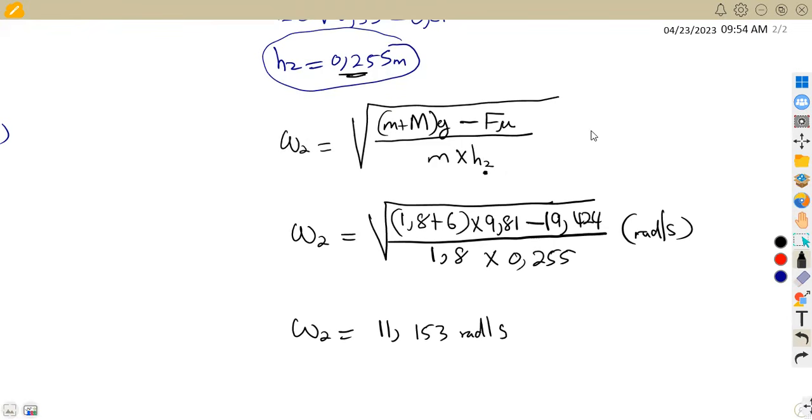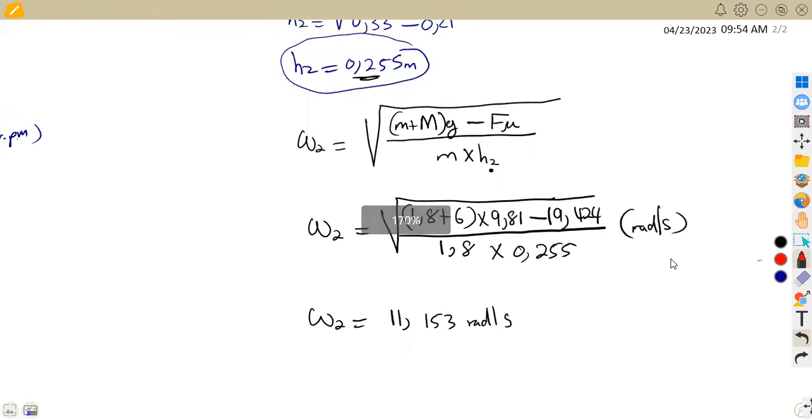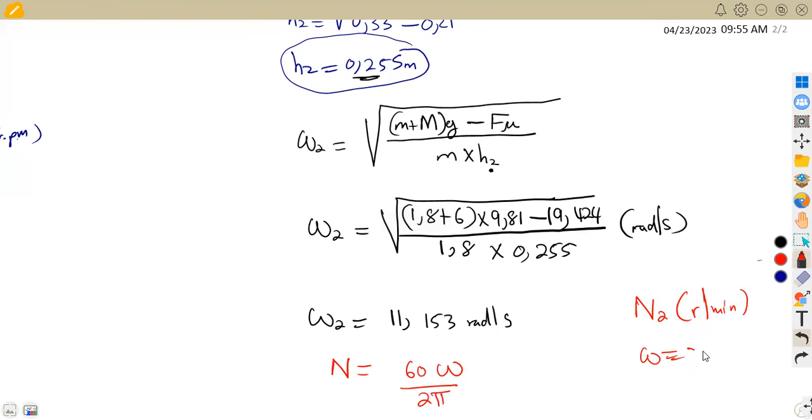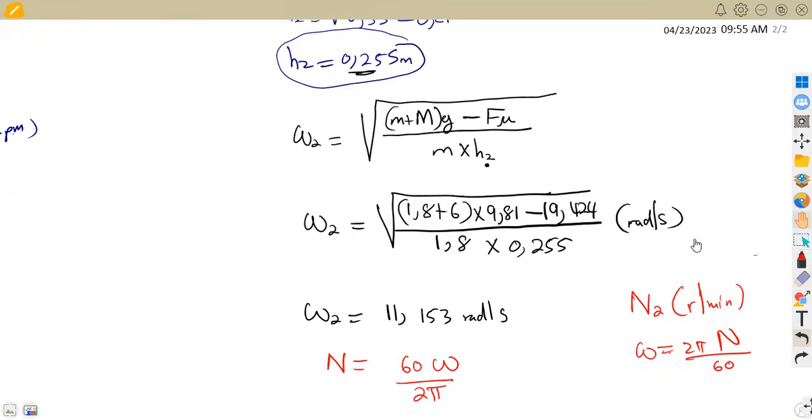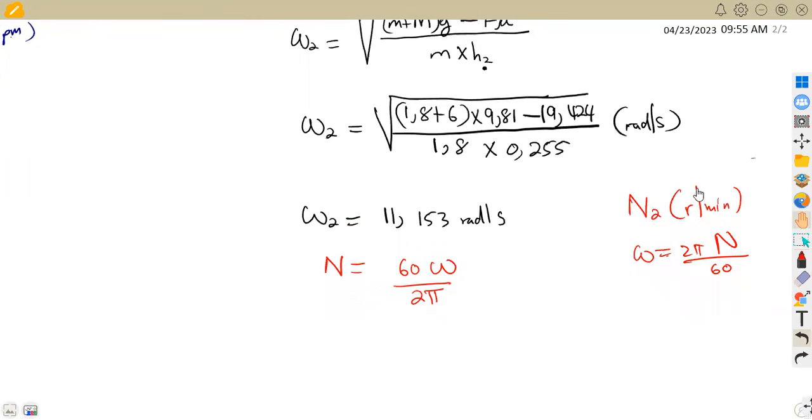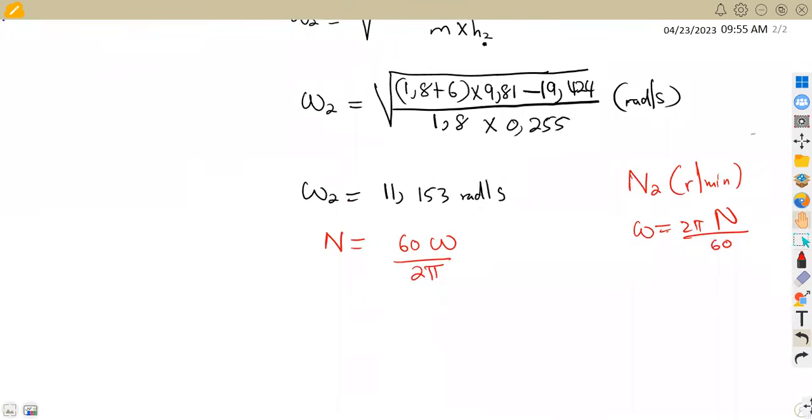Then the question is not on omega. The question is on calculating the speed in revs per minute. So remember the conversion that we talked about to say n is equal to 60 omega over 2 pi, from that conversion, or we can take it from omega, which is equal to 2 pi n over 60. So you can take it from any part. You can substitute here, then calculate n from the formula, or we can just make n the subject, then we can substitute now the values that we are given. Since we are to calculate n2, this will be omega 2.